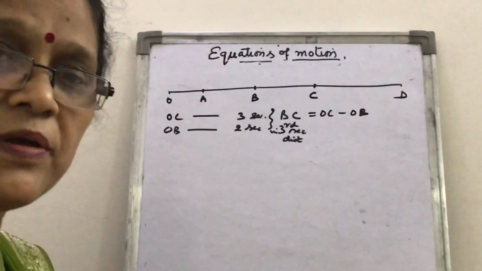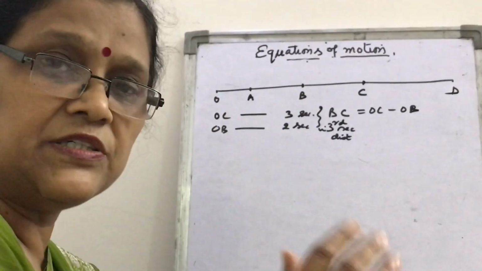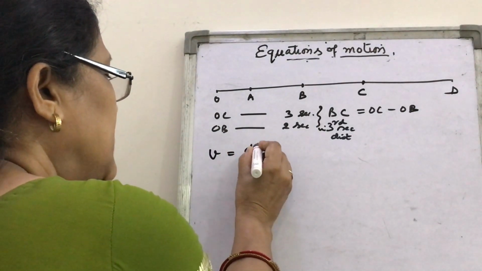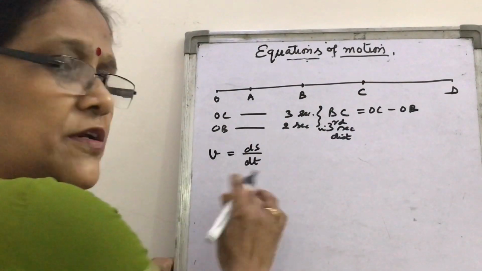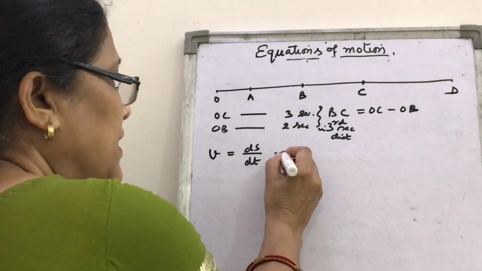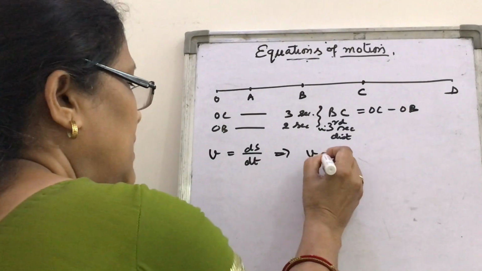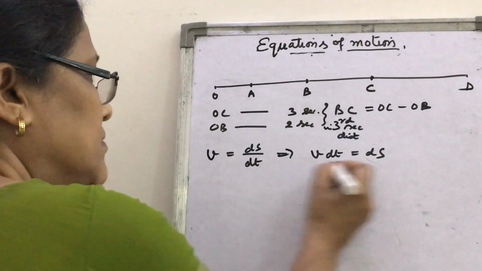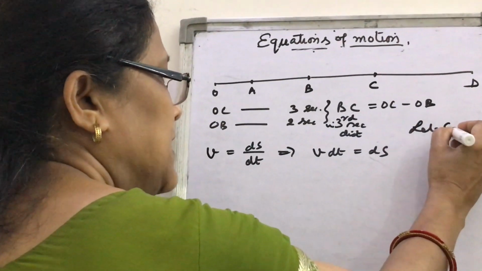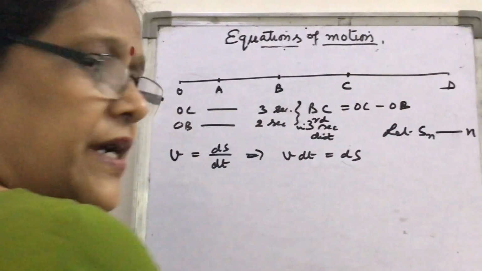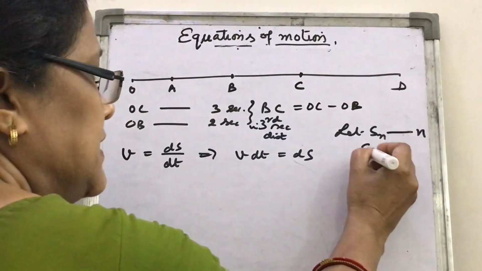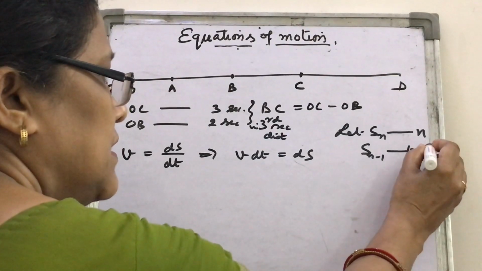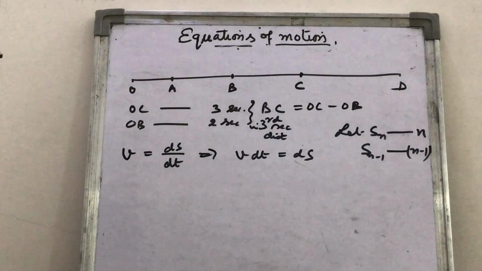Now with the method of calculus, how will you derive this equation? We know that v equals ds by dt, velocity is the rate of change of displacement. Then we can write v dt equals ds. Let Sn be the distance covered in n seconds of time and Sn minus 1 be the distance covered in n minus 1 seconds of time.